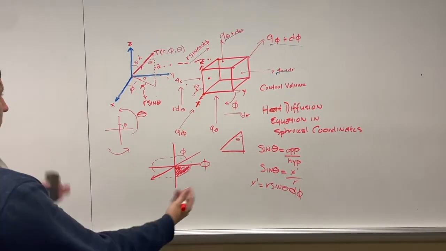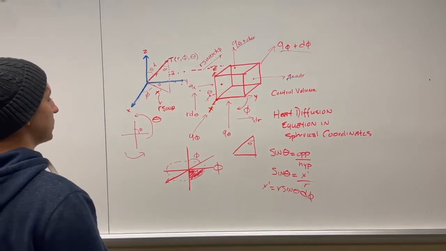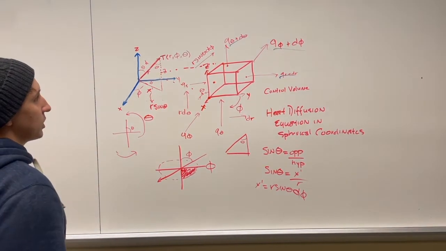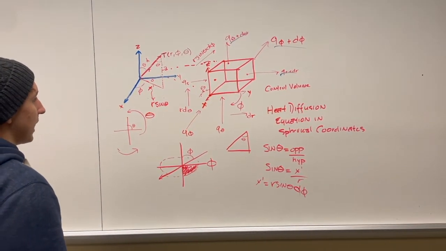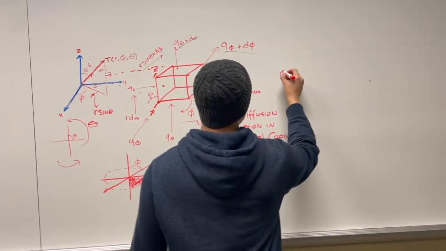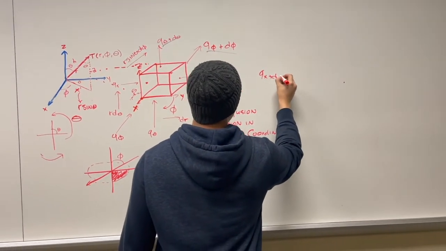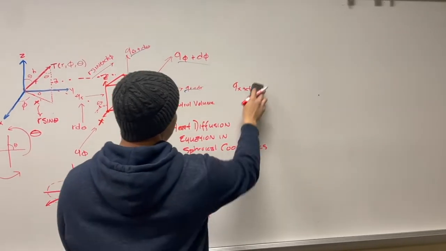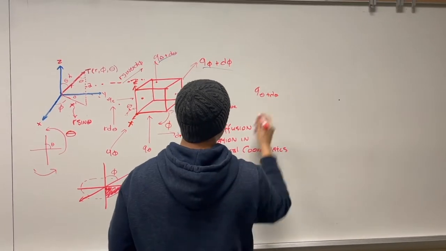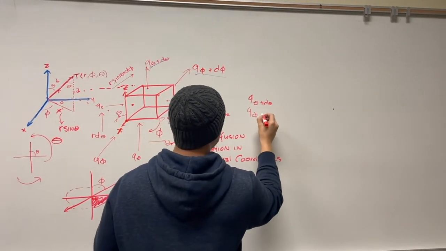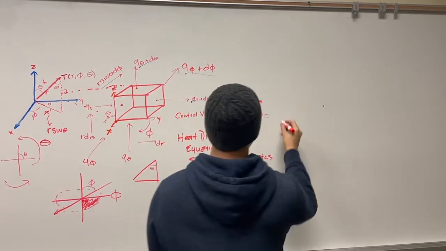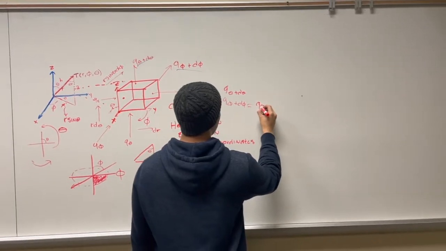So now that we have our control volume defined, we understand how heat is being introduced. It's going to pretty much follow the same type of system that a rectangular coordinate system would have. Instead of, let's say, q x plus some arbitrary distance dx, you would have q theta plus d theta, or q phi plus d phi, and it would be equal to essentially the same thing. Here you would have q phi.